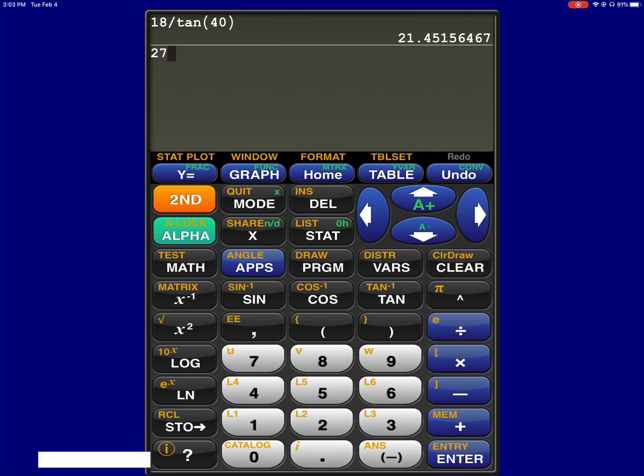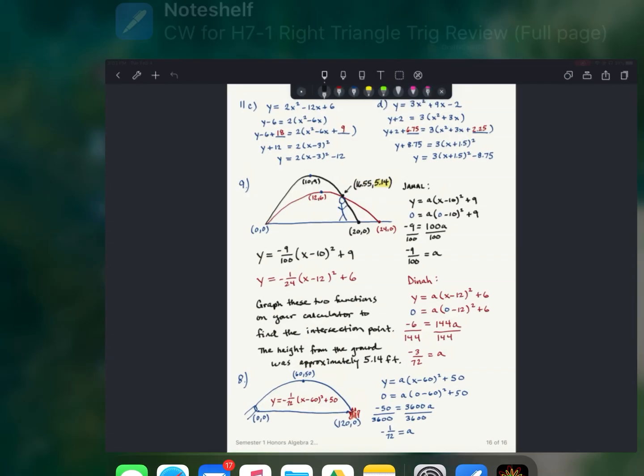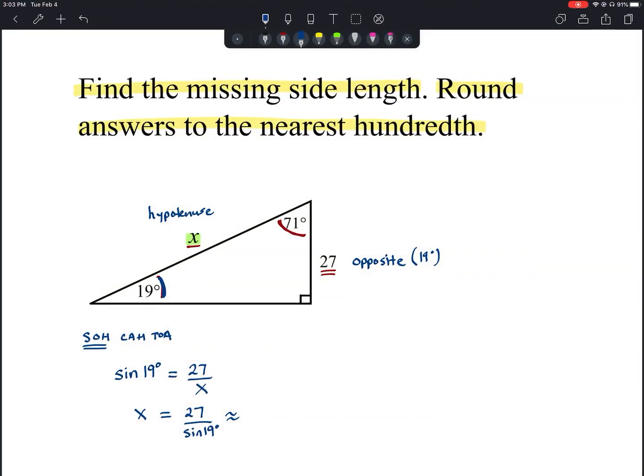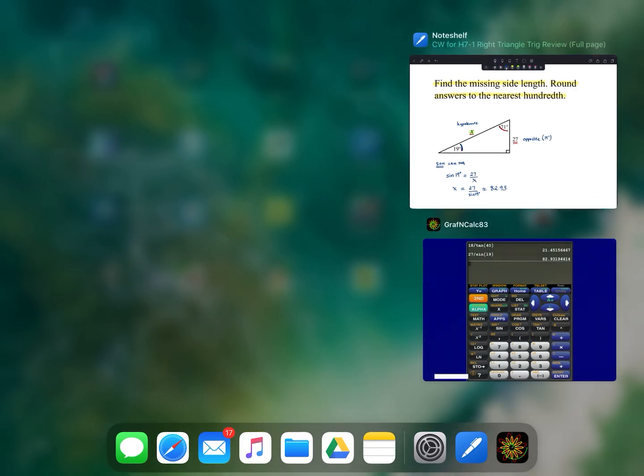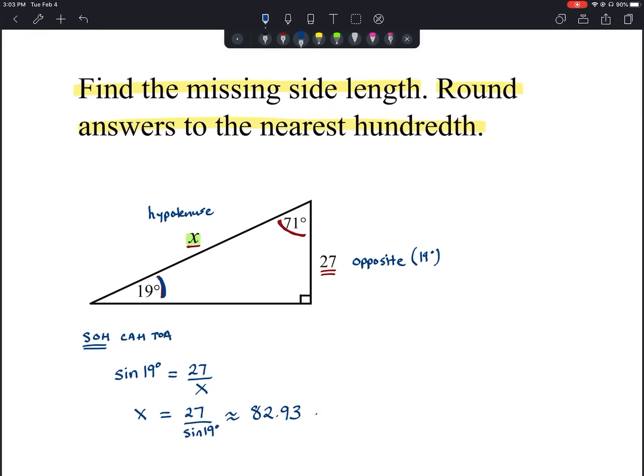So we're going to do 27 divided by the sine of 19 degrees. And our answer ends up being here about 82.93 degrees. I'm sorry, 82.93 units. Since we weren't finding an angle, we're actually finding 82. I think I said 93. We'll double check it real quick. Yes, it's round to the nearest hundredth there. That would be units.